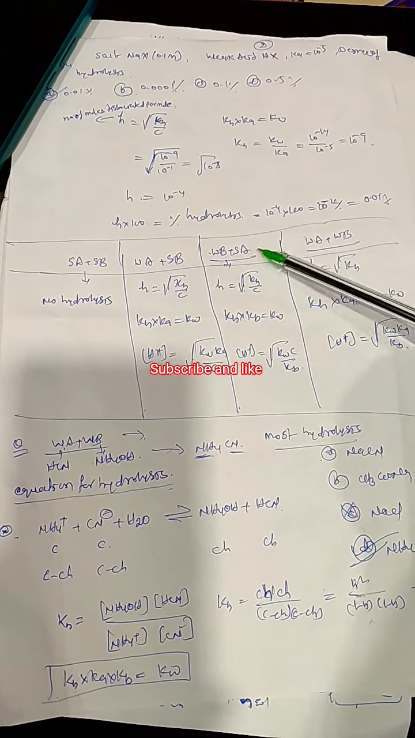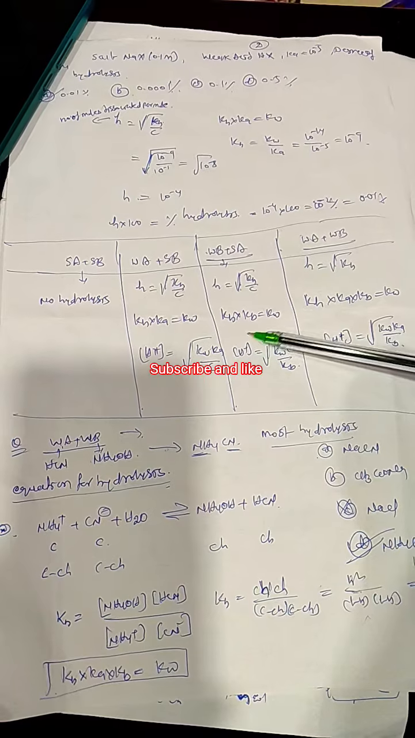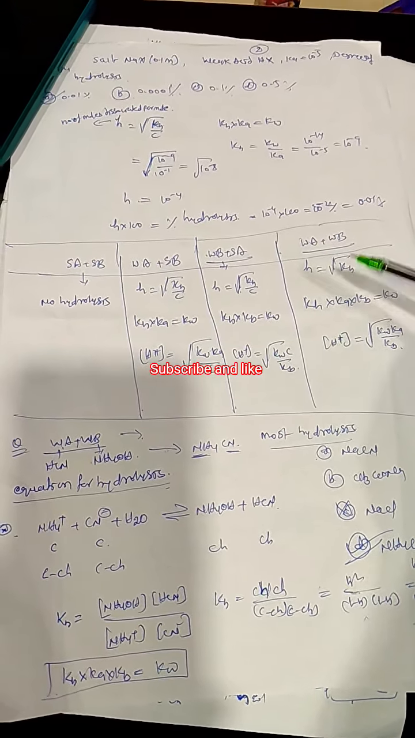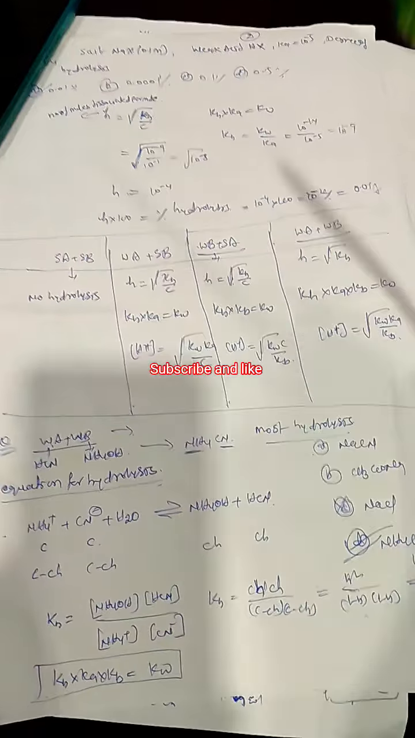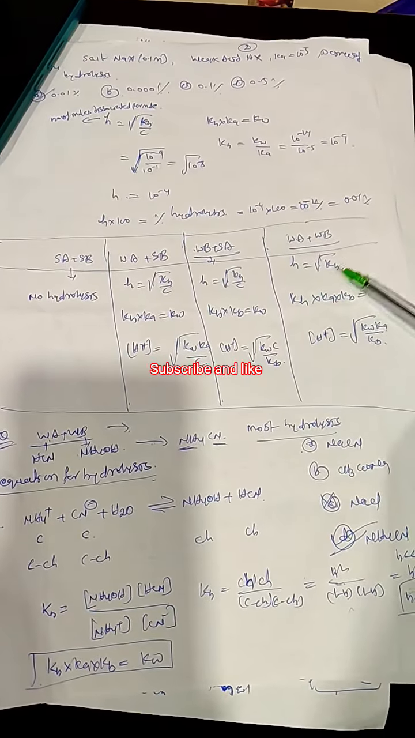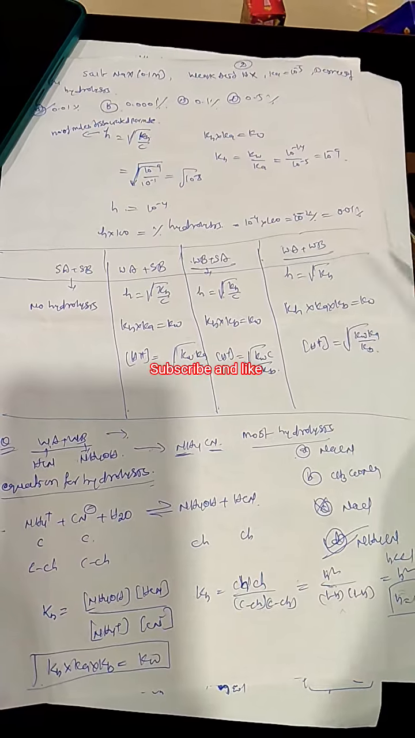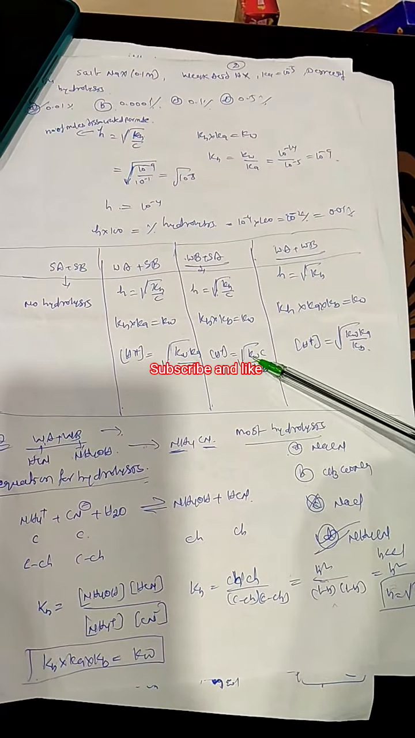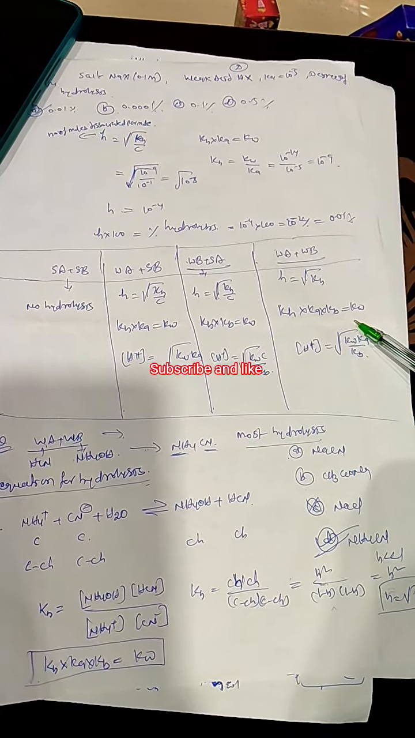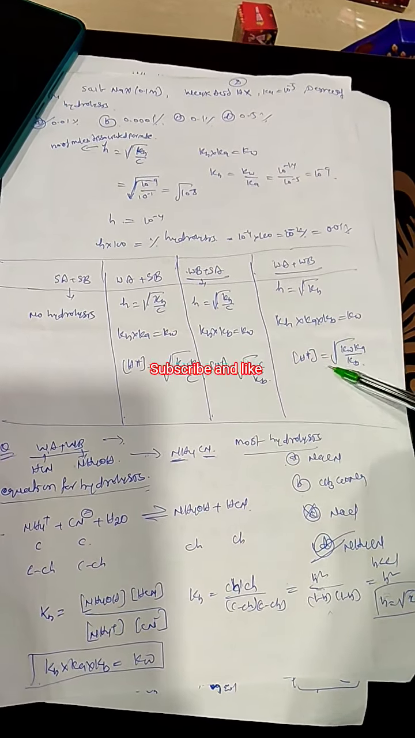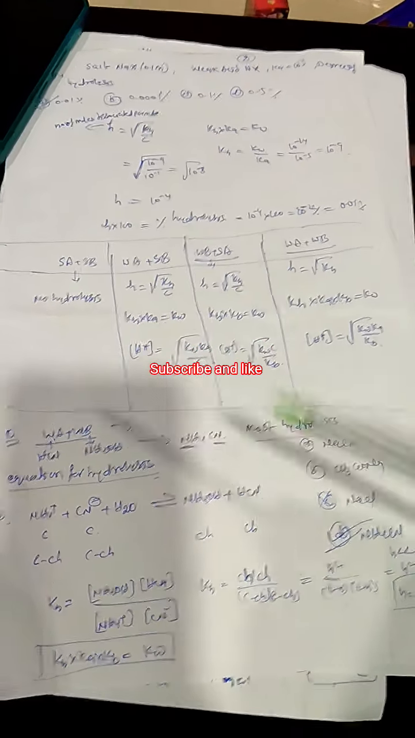Weak base plus strong acid: this we know, Kh into Kb is equal to Kw, and H plus is equal to square root of Kw into C by Kb, the opposite of this one. Next, for weak acid plus weak base, h is equal to square root of Kh. Kh into Ka and Kb gives Kw. For the concentration of H plus we multiply these two, Kw alone remains, C gets cancelled, and H plus is equal to square root of Kw into Ka by Kb. This is the concentration of H plus for weak acid and weak base.